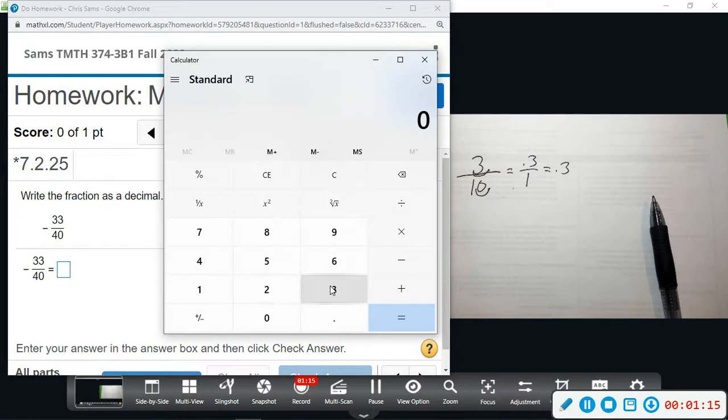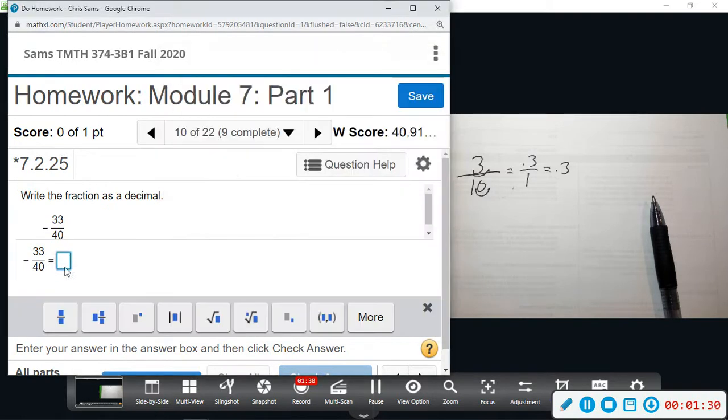So what you're going to do is 33, and then I'll have to do this sign to make it negative, and then divide by 40. And you get negative 0.825. And don't forget that negative is very important. So negative 0.825.